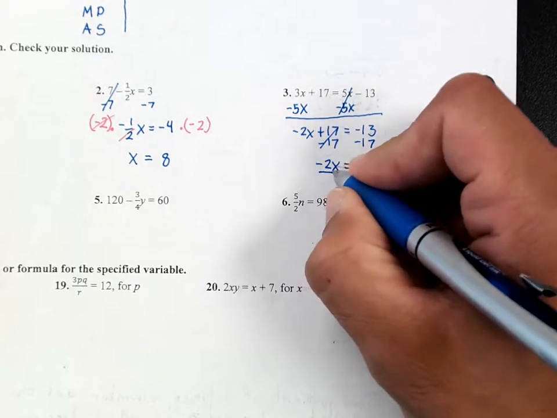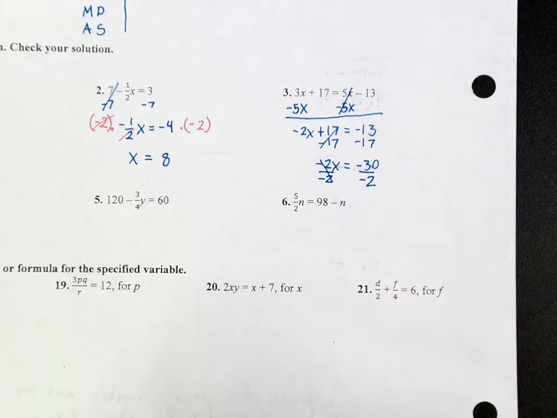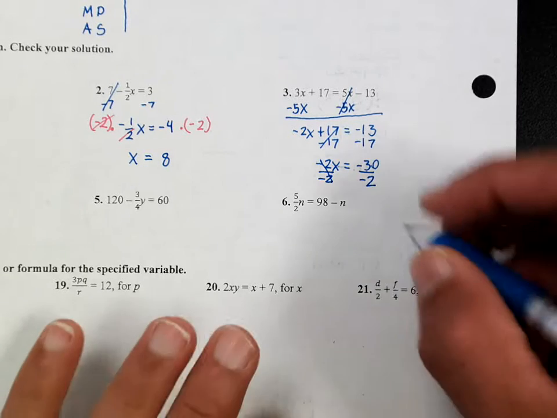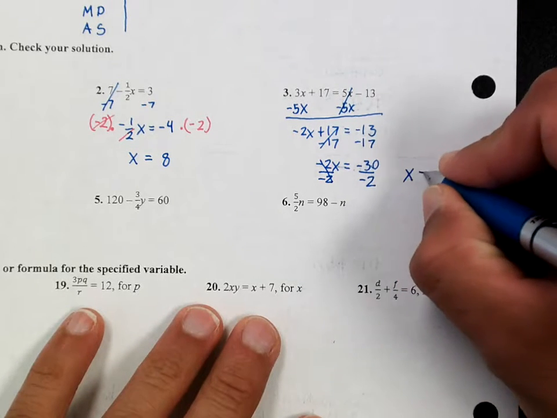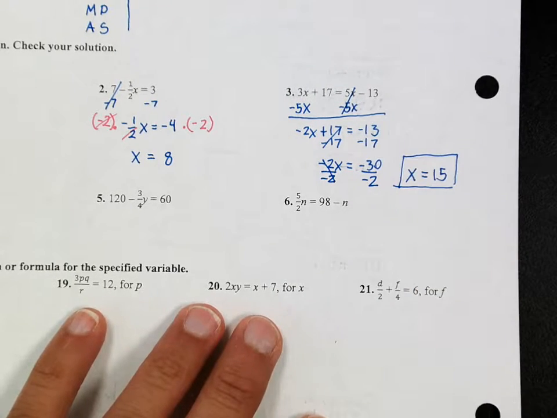And then now I'm going to divide both sides by -2. I know that I need to divide because what happens between this -2 and this x, that's multiplication. That's -2 times x. So I'm going to do the opposite. So now I'm going to have x is equal to positive 15. What else do we want to do here?